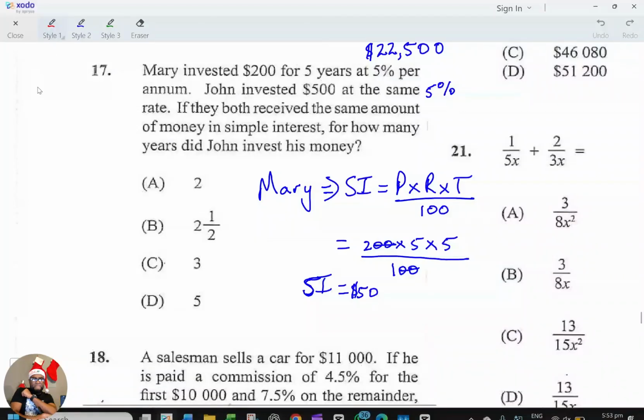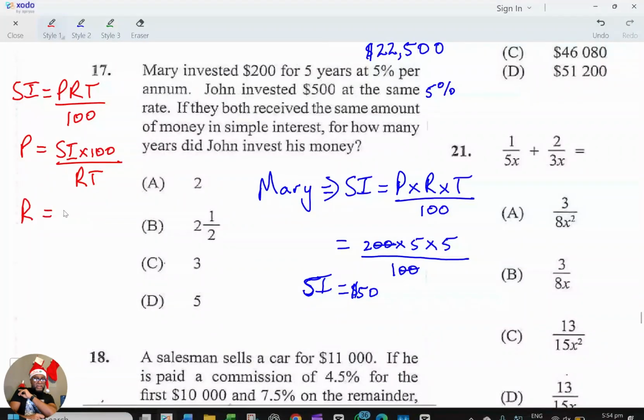These are the formulas you get from the simple interest formula. The main formula is simple interest is equal to principal by rate by time over 100. Then principal is simple interest multiplied by 100 over the rate and the time. Rate is simple interest multiplied by 100 over principal by time. And time is simple interest multiplied by 100 over principal by rate. So we're using the last one.